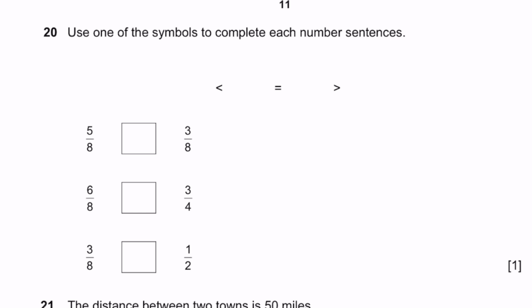Question 20. Use one of the symbols to complete each number sentence. Dash is there between 5 by 8, 3 by 8. 5 by 8 is greater than 3 by 8, of course. 6 by 8 is dash 3 by 4. 6 by 8, when we divide both sides by 2, simplifying it, we get 3 by 4. So these two are equal. 3 by 8 dash 1 by 2. So when you make 1 by 2, multiply both sides by 4, we get 4 by 8, which is greater than 3 by 8. So answer is actually less than here.